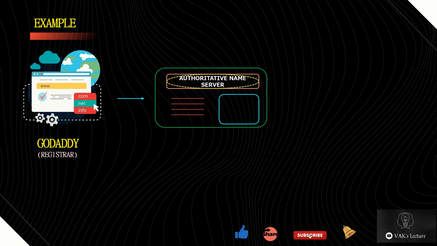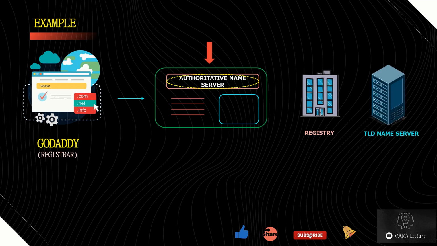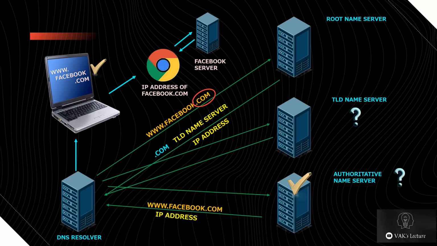Once the authoritative name server details are entered on the registrar's website, the registrar tells the registry managing the TLD name server to update the TLD name server with the details of the authoritative name server the user has provided. So, the TLD name server knows which authoritative name server will provide the exact IP address of the requested website.